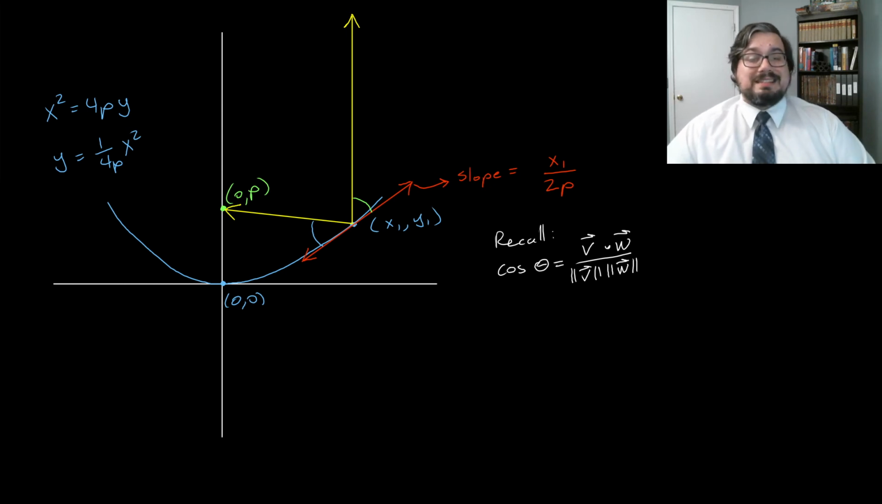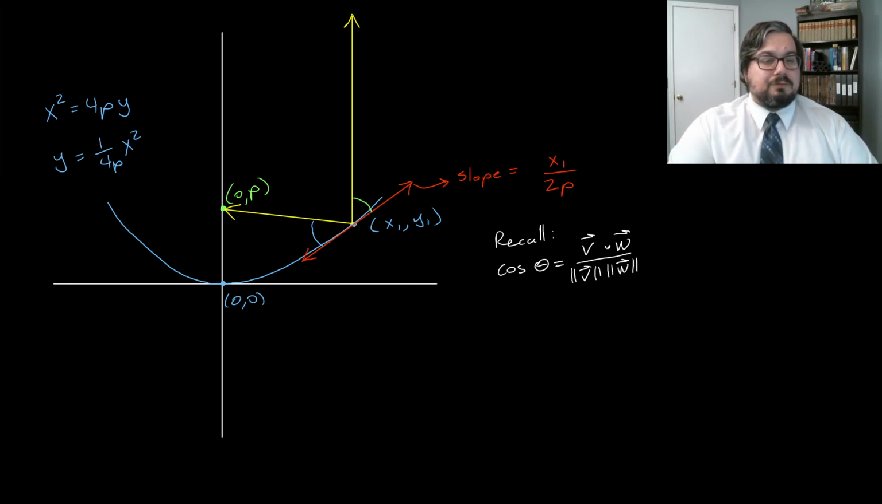So what I want to do is to get 4 different vectors pointing in the various directions that we're looking at here, 2 of them going along the red line, 1 of them pointing straight up, and 1 of them pointing from the point (x1, y1) to the origin. Sorry, not to the origin, but to the focus.